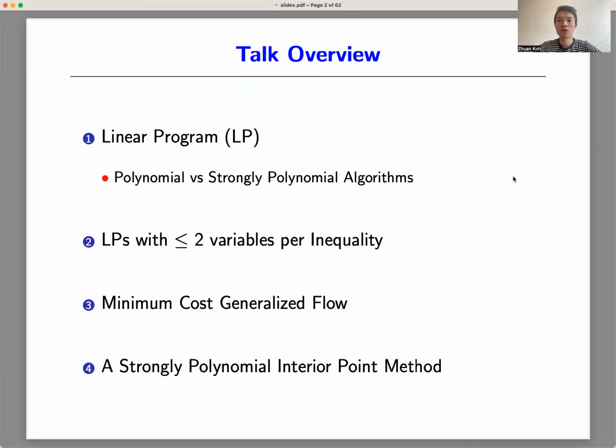In this talk, I will start by introducing linear programs and defining what a polynomial and a strongly polynomial algorithm is. Then, we will focus on the subclass of LPs with at most two variables per inequality, and show how this class of LPs reduces to a well-structured problem on graphs called the minimum cost generalized flow problem. Then we will present a strongly polynomial interior point method for this problem.